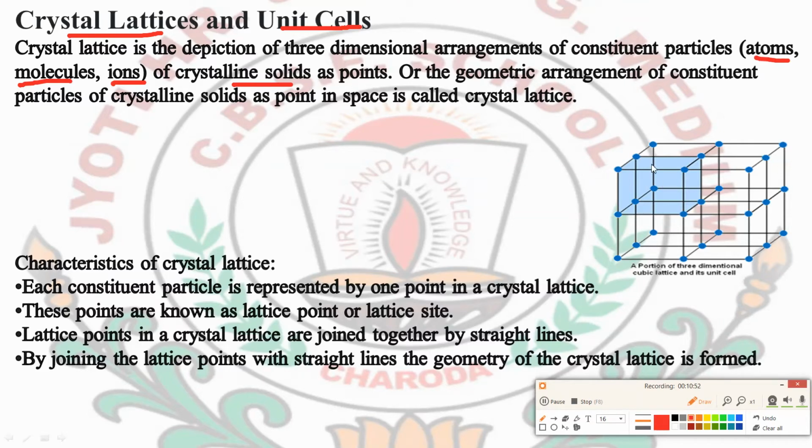So here, taking an example of this particular cubical lattice, you can see that different points are being denoted by this red. They are blue, but I am making them red in color. So these red points will be showing the lattice points here.